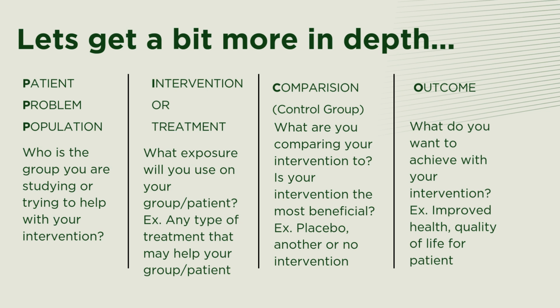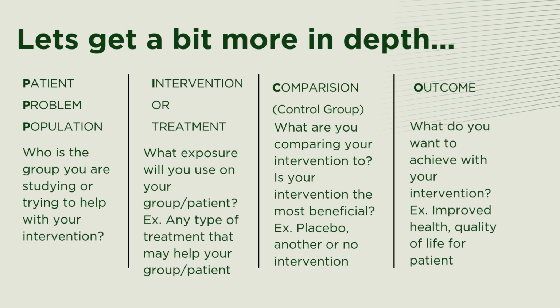Let's get a little more in depth about what this all means. P can be the patient, problem, or population you are studying. Who is the group you are studying or trying to help with your intervention? I, intervention, is the treatment you are interested in providing. What exposure will you use on your group or patient?